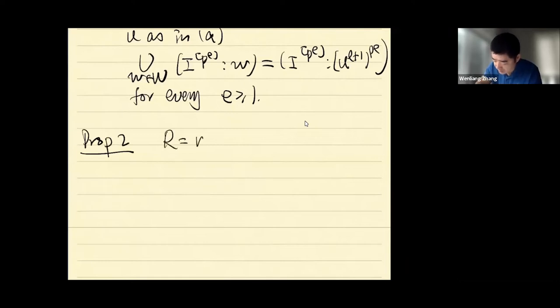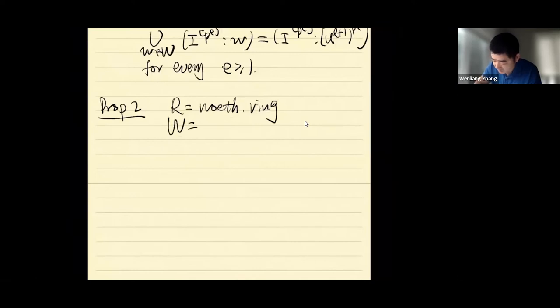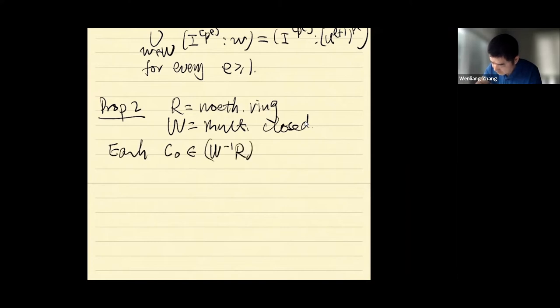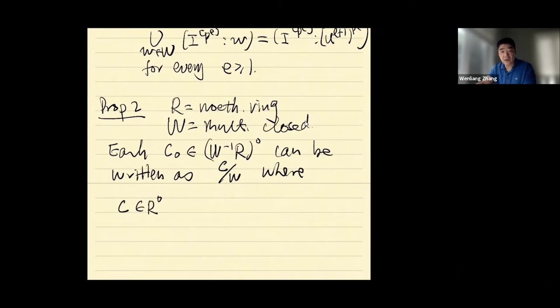I'm just going to assume R is any Noetherian ring, and W is same as before, just a multiplicative closed subset in R. All right, so the conclusion is each element, say C zero in W inverse R circ, meaning C zero is in W inverse R and is not in any minimal prime in the localization, can be written as C over W, where C, the numerator, can be chosen to be in R circ, so C is not in any minimal prime.